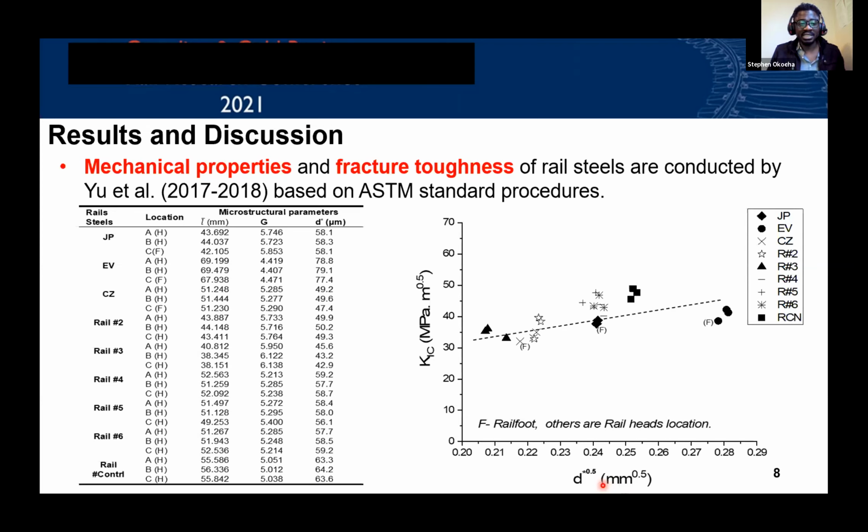Now, the issue is, for instance, if we look at EV, despite the fact that EV has the highest grain sizes, it does not necessarily mean that we have the highest fracture toughness. And this actually means that there are other factors that play a vital role, apart from the microstructural average diameter, in estimating the fracture toughness. And so with this result, we have to go back to the basics to find out what's going on.